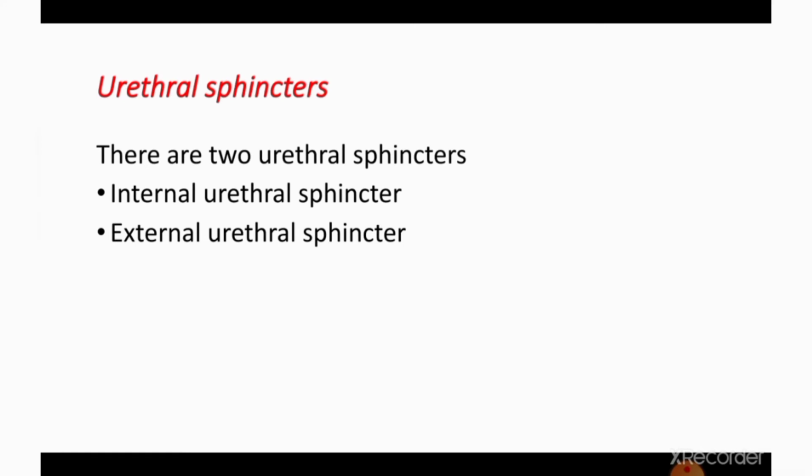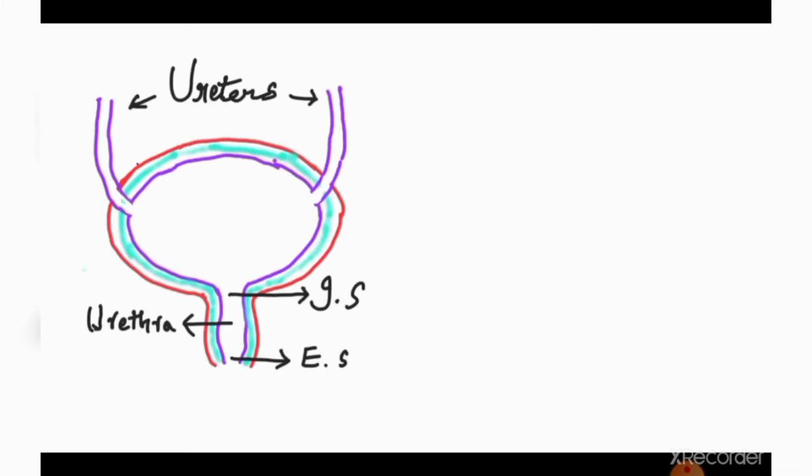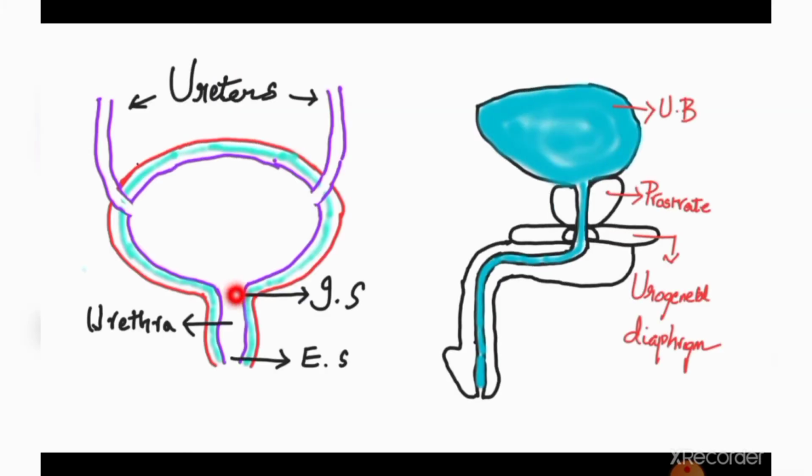Moving on to the urethral sphincters, there are 2 urethral sphincters. One is internal and the other is external, which I already told you. In the case of the female urethra, this is the internal sphincter and this is the external sphincter. In the case of the male urethra, this is the internal sphincter and here is the external sphincter.